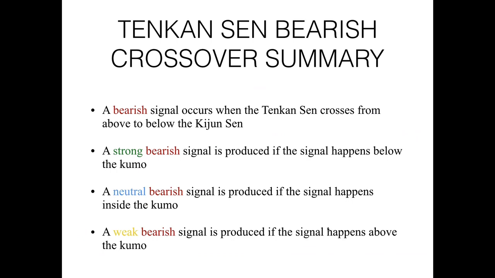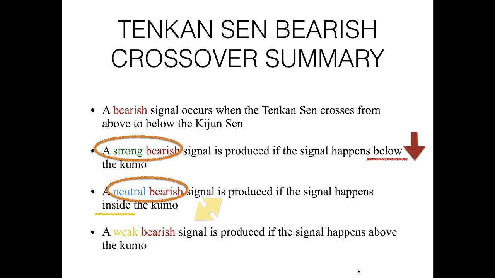So let's summarize our Tenkan-sen bearish crossover signals. A bearish signal occurs when the Tenkan-sen crosses from above to below the Kijun-sen. It is a strong bearish signal if the signal happens below the Kumo. A neutral bearish signal is produced if the signal happens inside the Kumo. A weak bearish signal is produced if the signal happens above the Kumo.